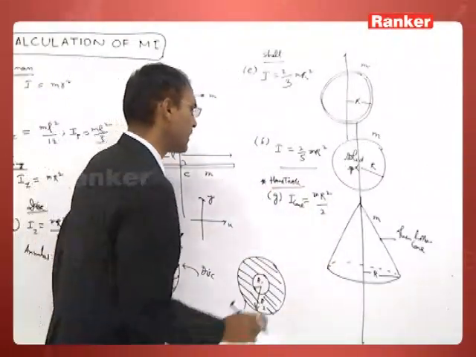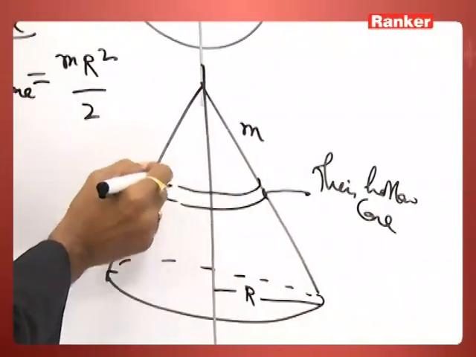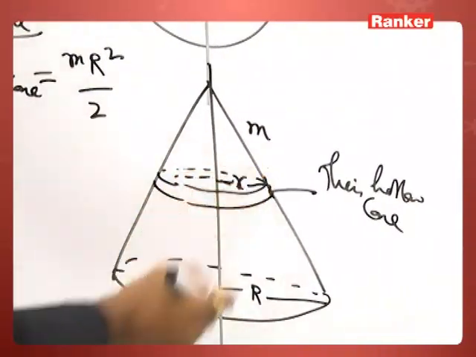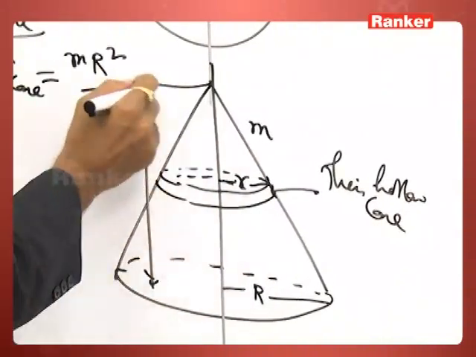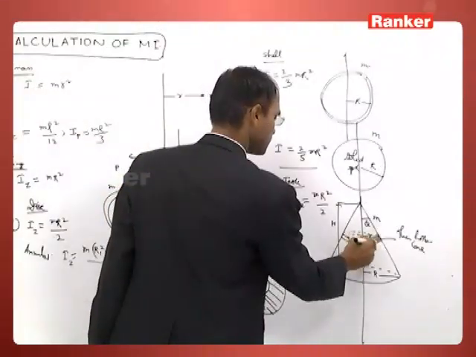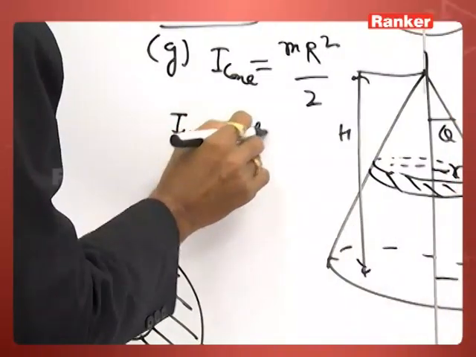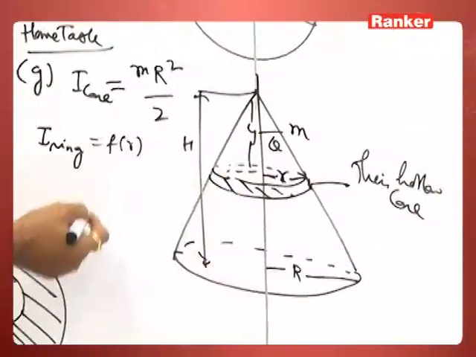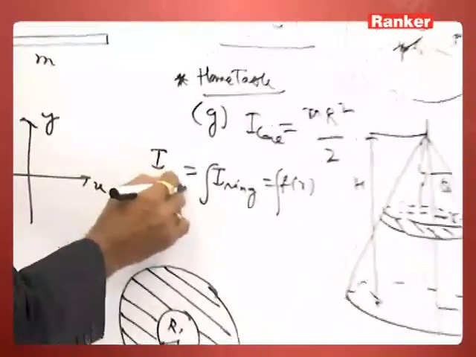You can do this by taking several rings and calculating the moment of inertia of a ring of radius small r. Let the height be h, this angle is constant, so you can get the moment of inertia of the ring as a function of r, or as a function of y also, and you have to integrate the moment of inertia of the ring to get the moment of inertia of the cone.